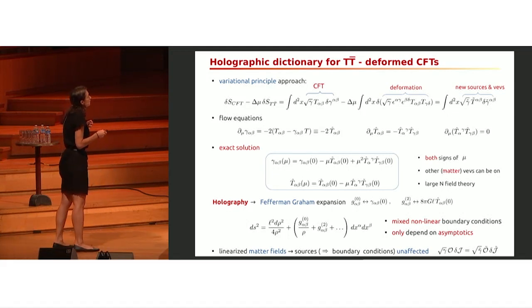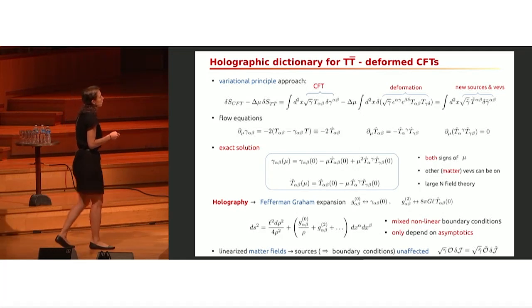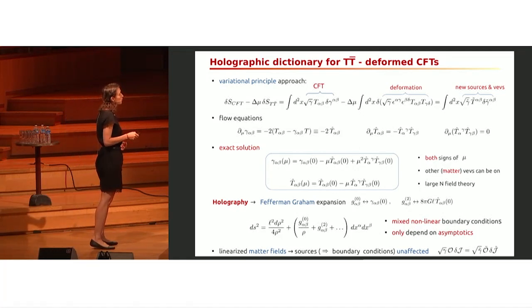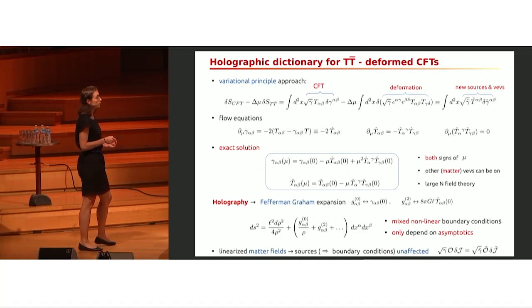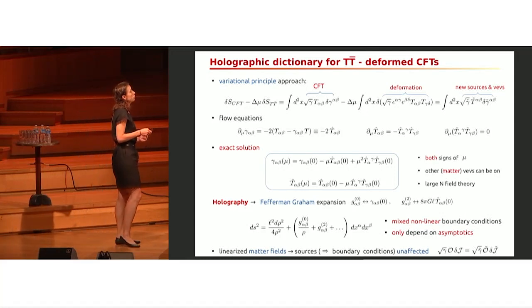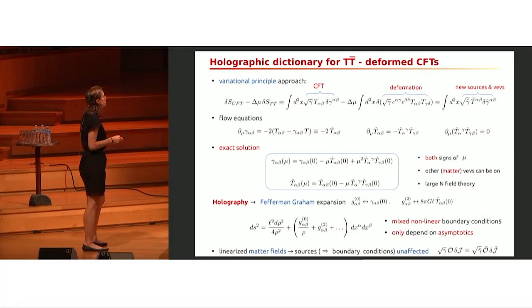So this is the new source, and this is the new VEV of T hat, and this formula works for both signs of the deformation parameter. You can have as many VEVs of other operators turned on, and it only uses Lagrangian field theory. So no holography so far.